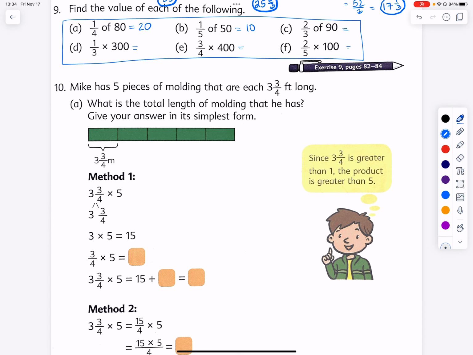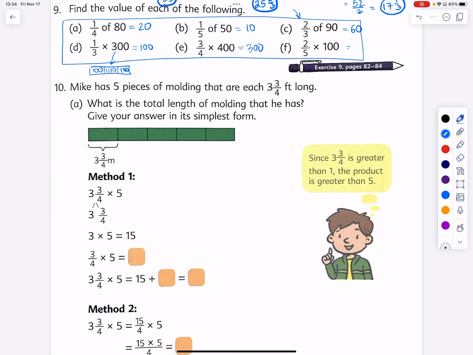1/3 of 300. 300 is the whole thing, right? Let's divide it into 3 equal parts, and each unit will have 100. Now, let's go back to C. 2/3 of 90. Well, 1/3 of 90 is 30. We need 2 of those units, so we have 60. 3/4 of 400. Well, 1/4 of 400 is 100, and 3 of those quarters will give us 300.